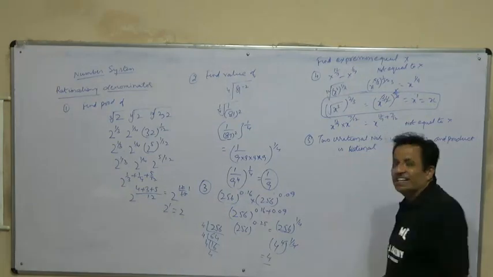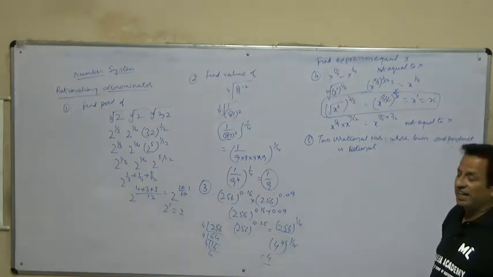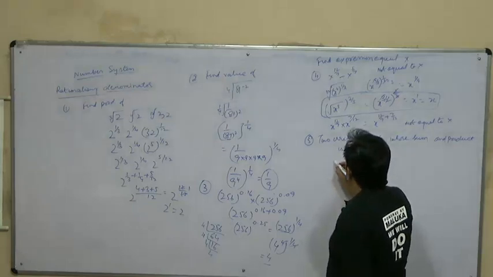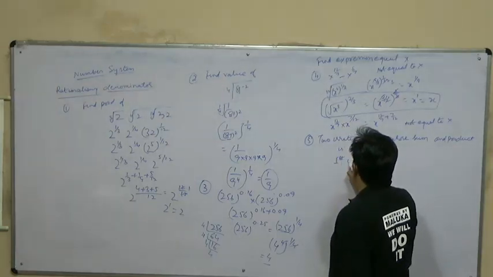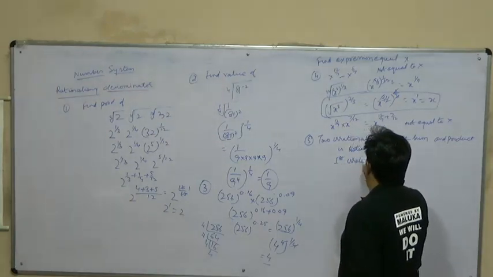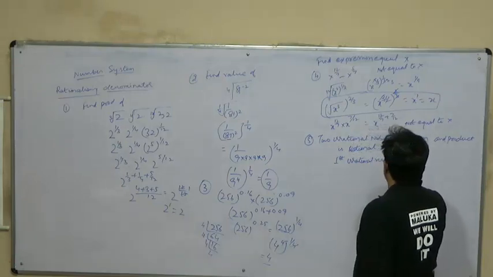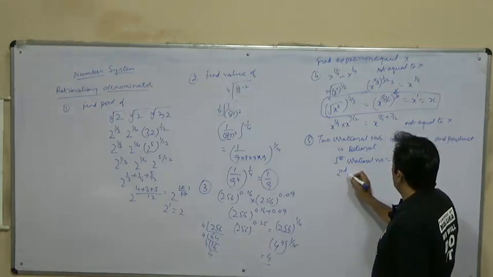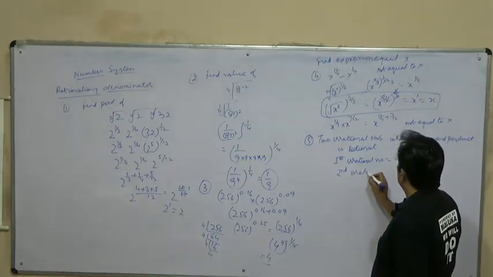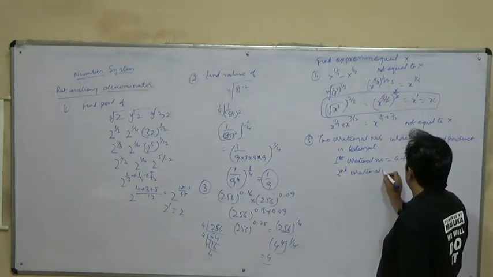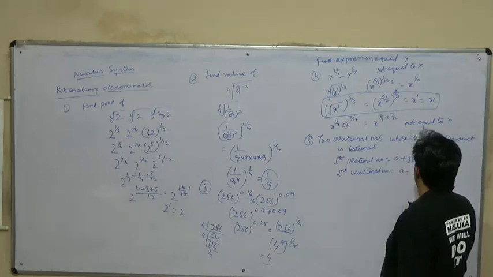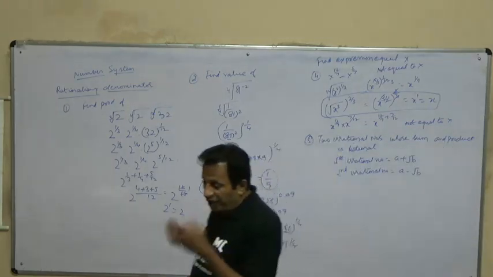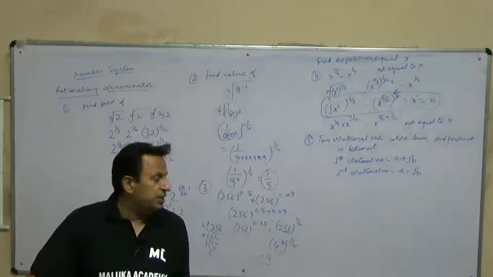So we can have any number of irrational numbers like these. Let us assume the first irrational number is a plus root b, and the second, we take a minus root b. So a and b can have any value, so we have got any number of irrational numbers.